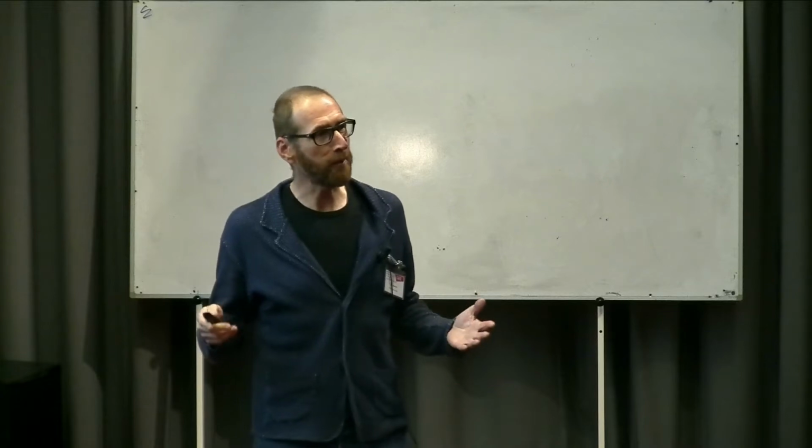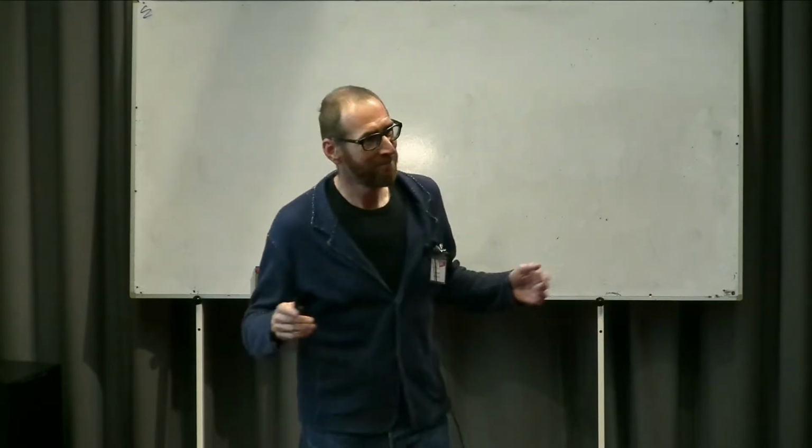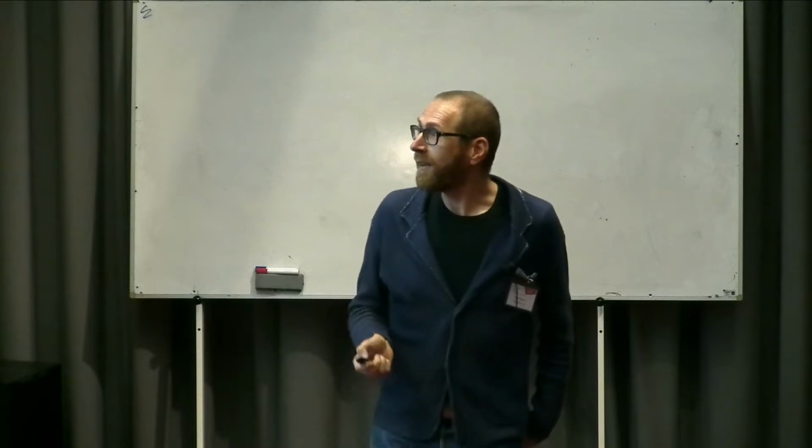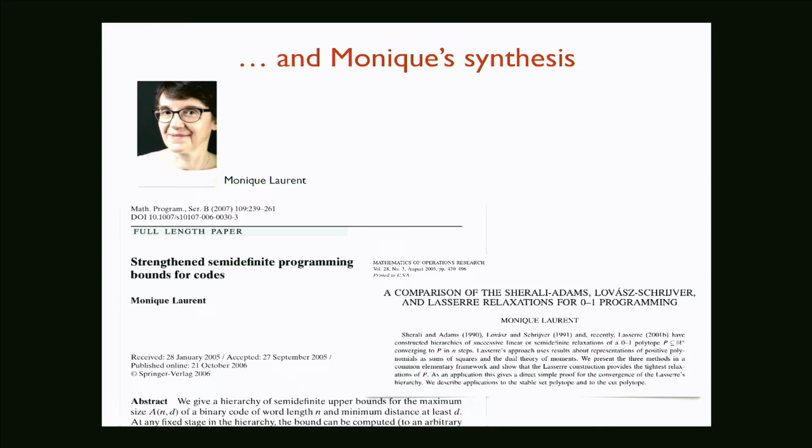Jean's paper is hard to understand because it involves difficult real algebraic geometry. It involves the Putinar Positivstellensatz. And Lex's paper is difficult to understand because it involves sums of products of terms times binomial coefficients, which is also difficult to digest. Luckily there were two papers by Monique, one on bounds for codes and one for comparing different kinds of hierarchies for 0-1 programming, and they helped me a lot to see what's really going on. So let's see if I really understood them.